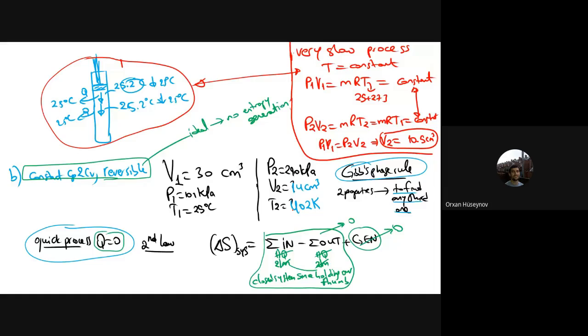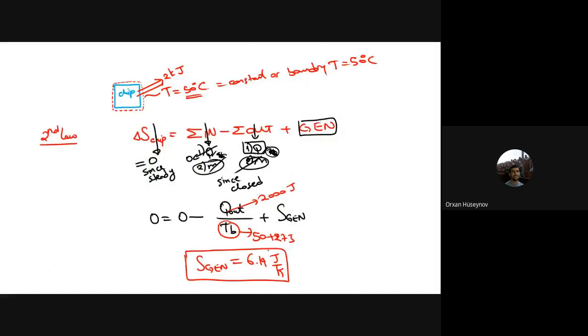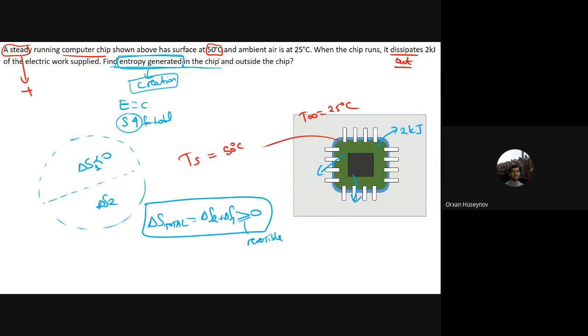Okay, so this is the amount of the entropy that will be generated inside the chip. So this chip will always generate this amount of entropy. So we have finished that part. And in the chip, this one is the first part, and also outside the chip. Now we'll find the outside of the chip.